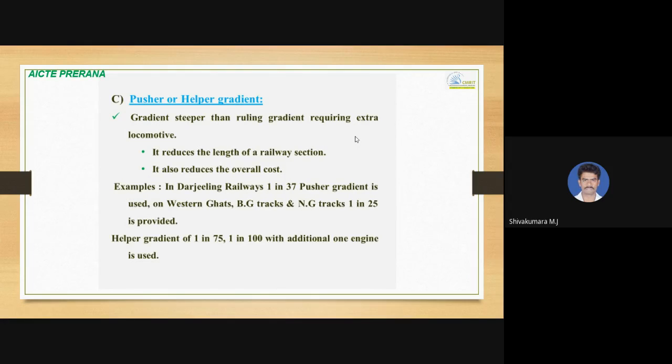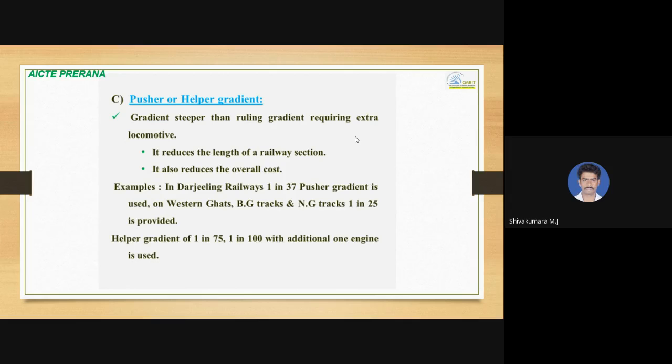And the next type of gradient is the pusher or helper gradient. This gradient is steeper than a ruling gradient, requiring an extra locomotive to pass through that. It will reduce the length of a railway section, and it also reduces overall cost. So only in such cases will a pusher or helper gradient be provided. A huge amount of earthwork needs to be done, and if it is uneconomical to flatten the terrain over there, in such cases a pusher gradient or helper gradient can be provided.